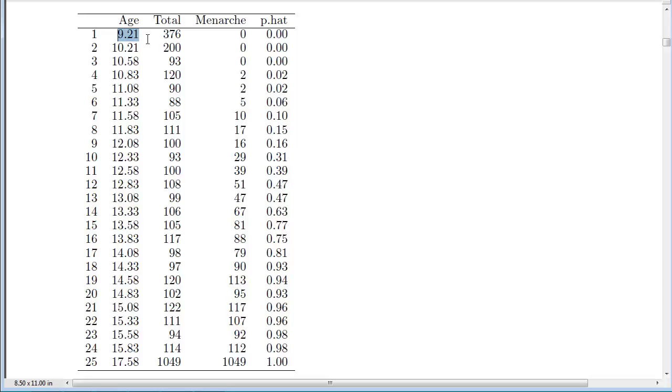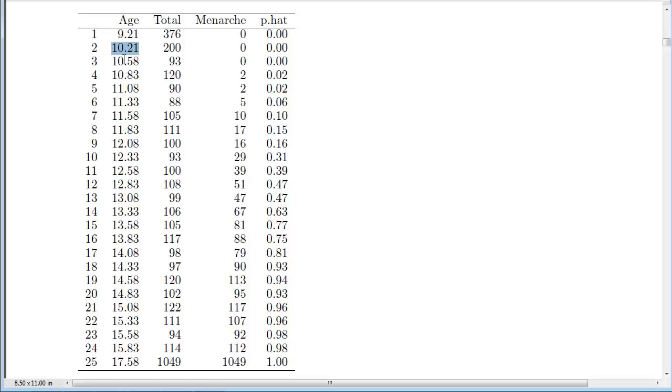And for each age category, we've got the total number of girls. Look, we've got quite a large sample size here, several thousand. And then the number of girls in that group who had experienced menarche. So of those girls who are in the 9.21 age category, there were 376 girls. None of them had their first period, and so the estimated proportion of girls in the total population having had their first period by that time is 0.